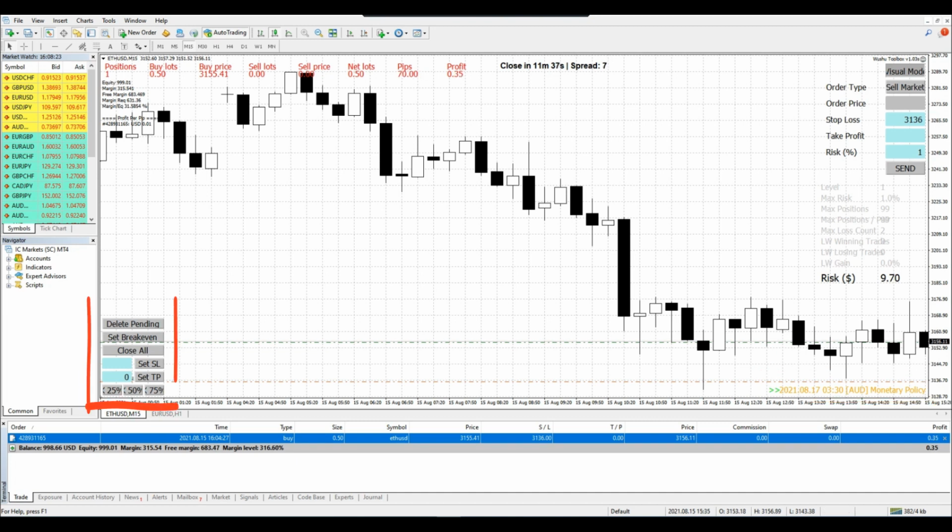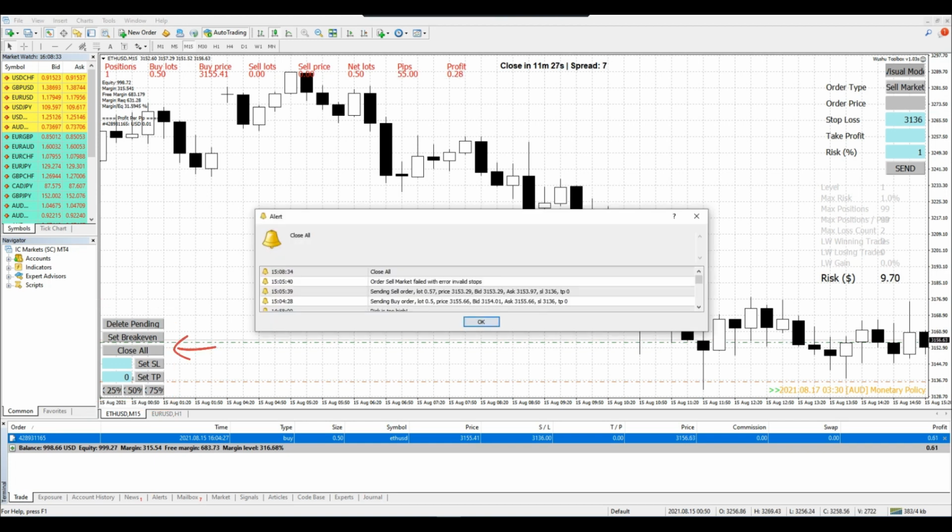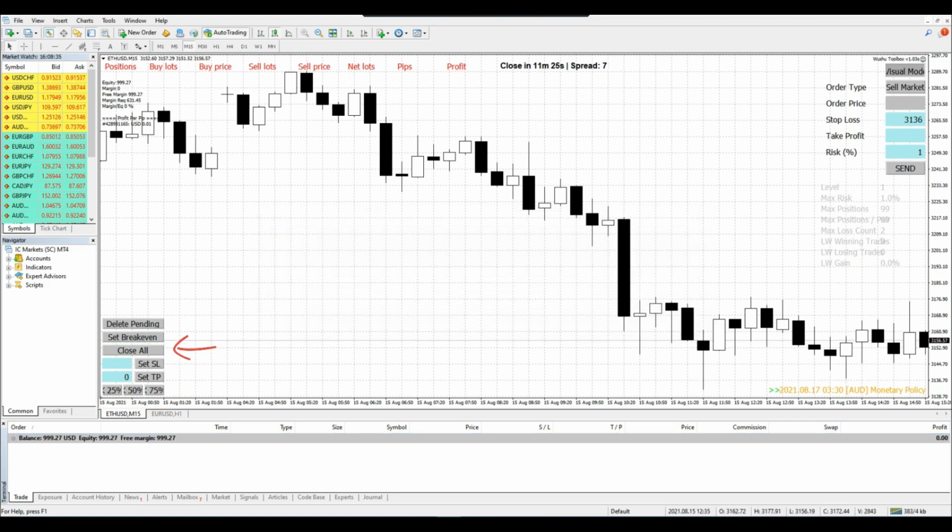The bottom left are the quick buttons you can use to manually adjust positions if you have a change of thought during a pending trade or running trade. For example, I can simply just click close all. It closes the current position that I was running.